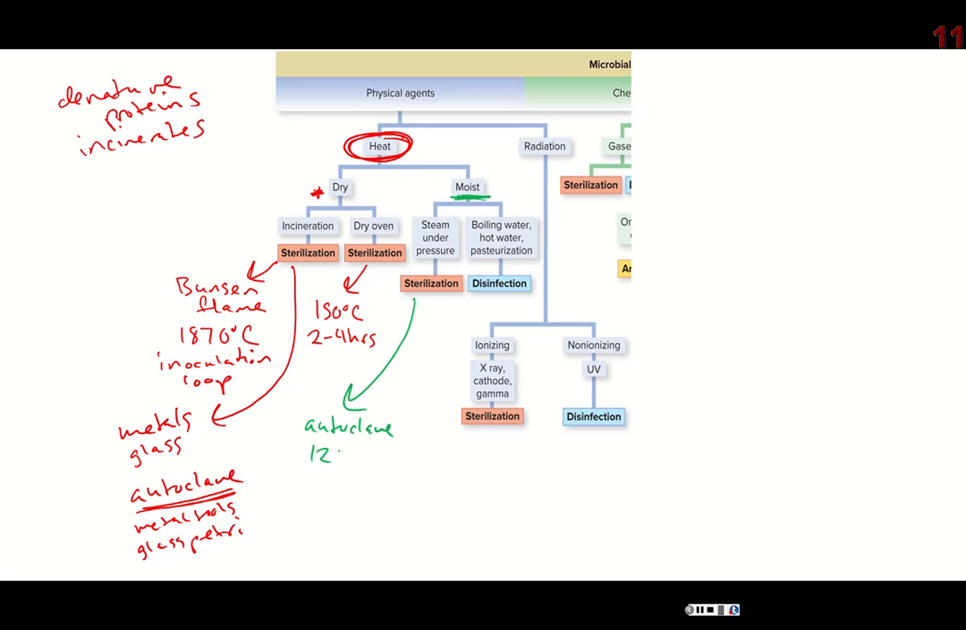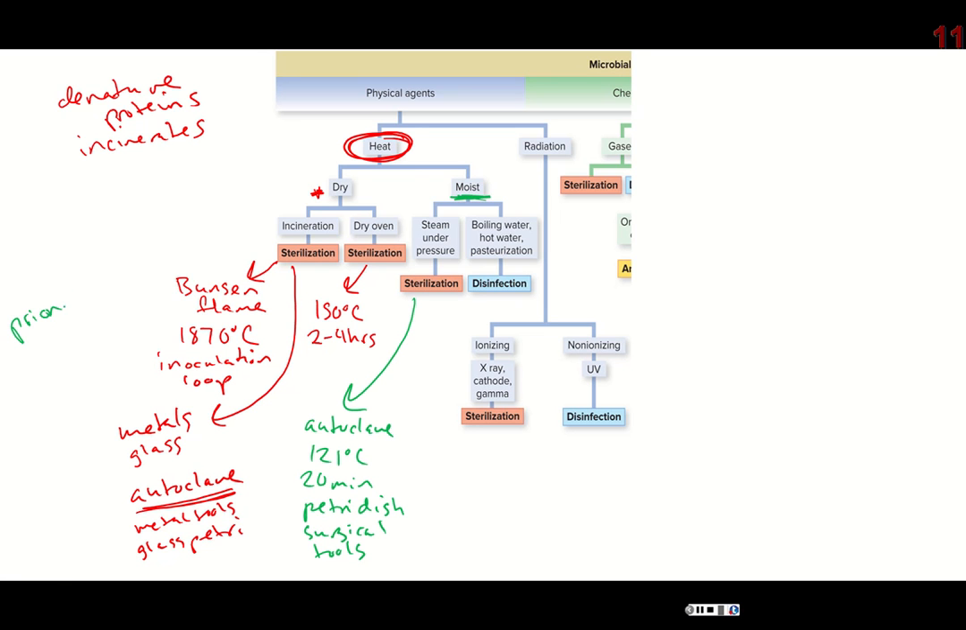You've got 121 degrees Celsius, which is still super hot. You're waiting about 20 minutes at that temperature for this to work. This is great for your petri dishes. It's great for your surgical tools. And the exact protocols are going to differ depending on the scenario and what kind of tool you're looking at. I think I mentioned earlier that things like prions.